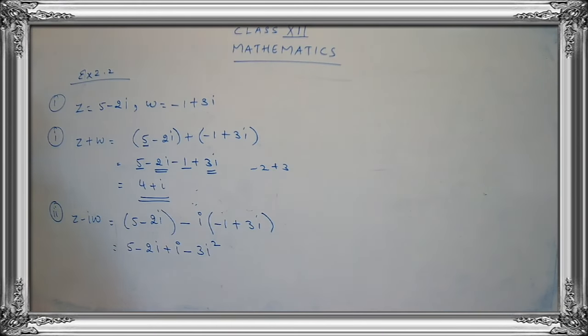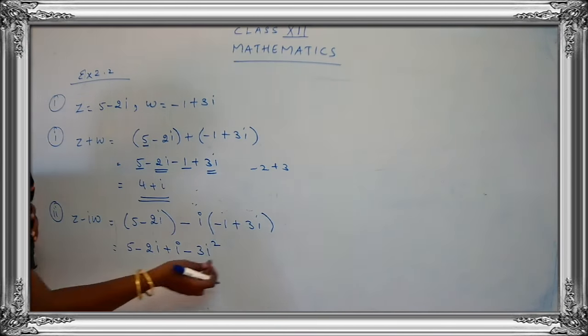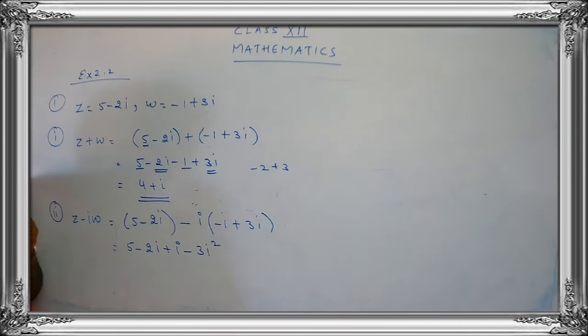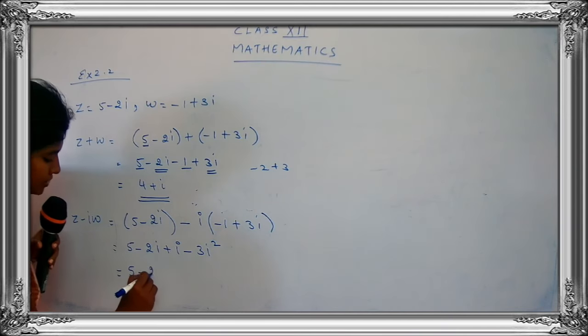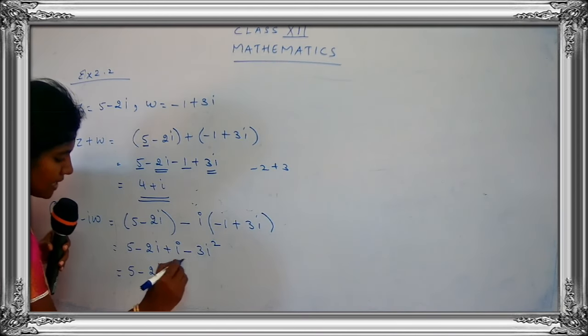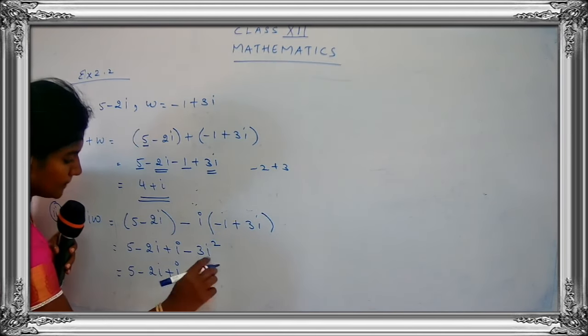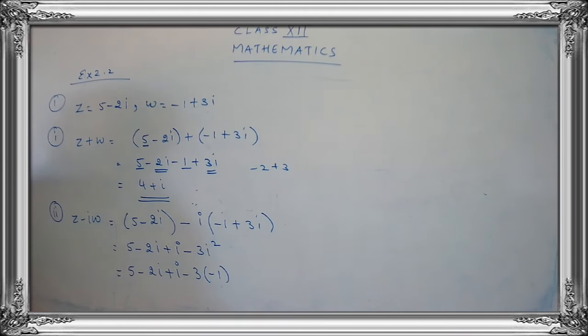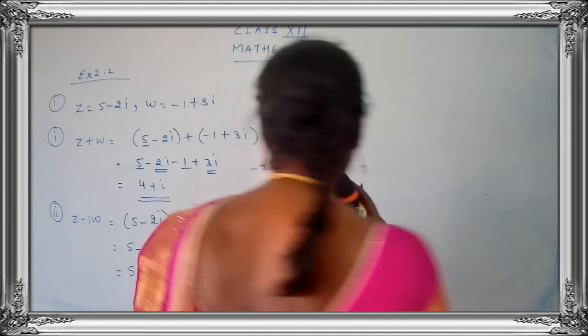Okay, now what are we going to do here? I know the value for i square. What is the value for i square? It's minus 1. Remember the value for i square? It is minus 1. So let's substitute the value for i square. I get 5 minus 2i plus i minus 3 into minus 1. The value for i square is minus 1. Okay.